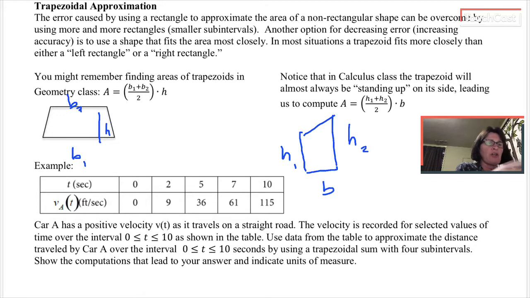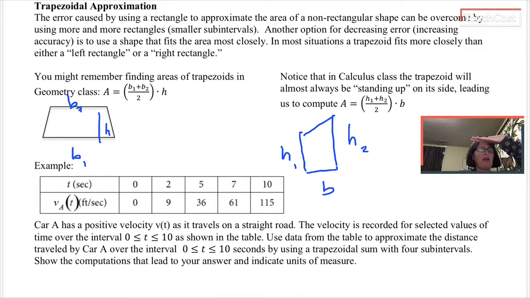I'm trying to find areas under curves, probably because I'm trying to find distance traveled. If I want to make my approximation better, I have two directions I can go. I can try to use more and more rectangles, or I can try to pick a shape that fits the curve a little better so I have less error. One way we sometimes try to do that is by using trapezoids instead of rectangles.